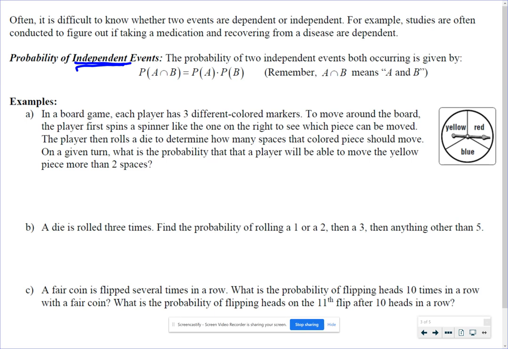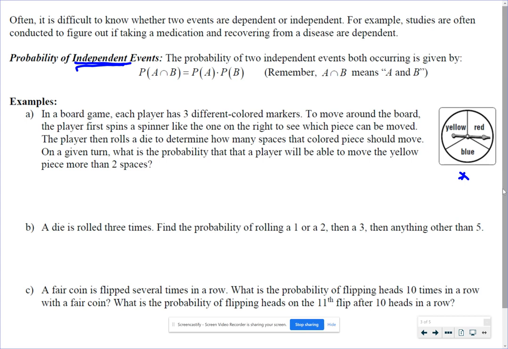All right. And we're going to do some examples. In a board game, each player has 3 different colored markers. To move around the board, the first player spins a spinner, like the one over here at the right. The 3 different colors must be red, yellow, and blue.